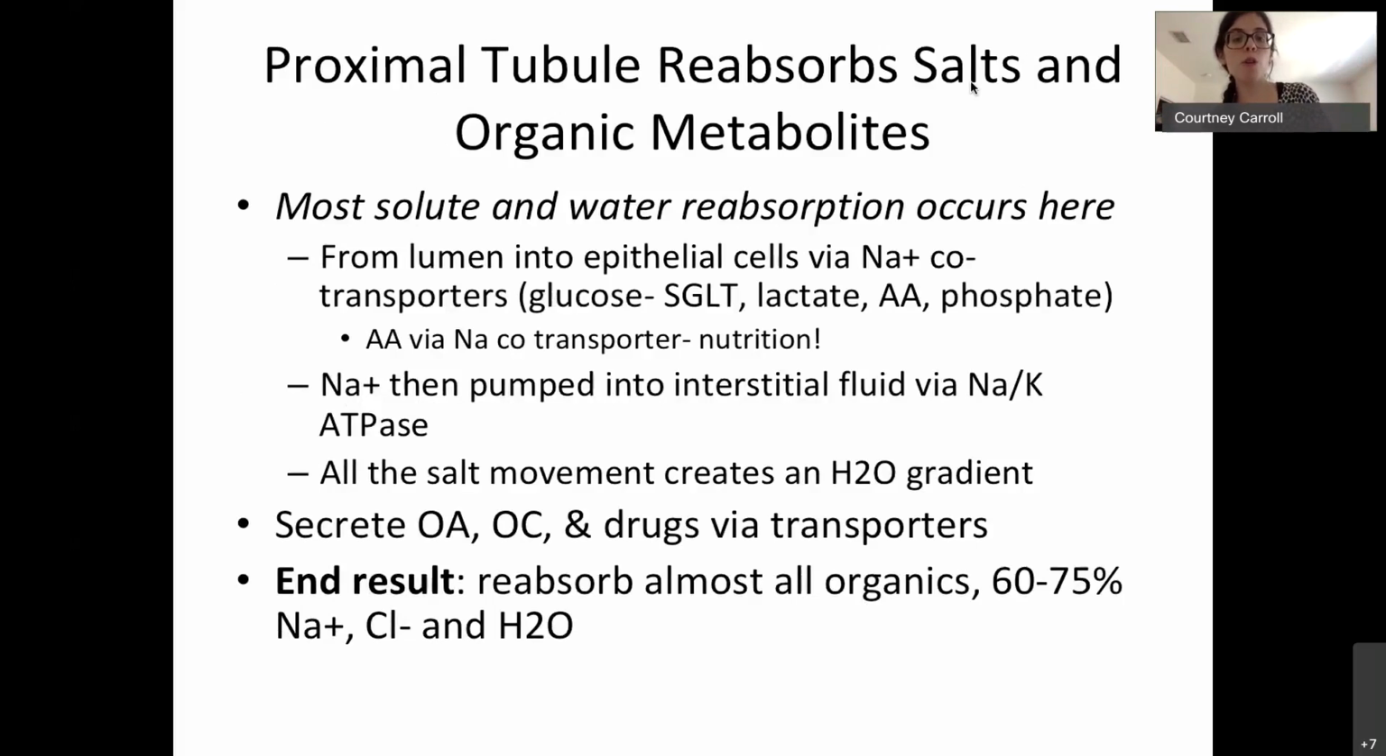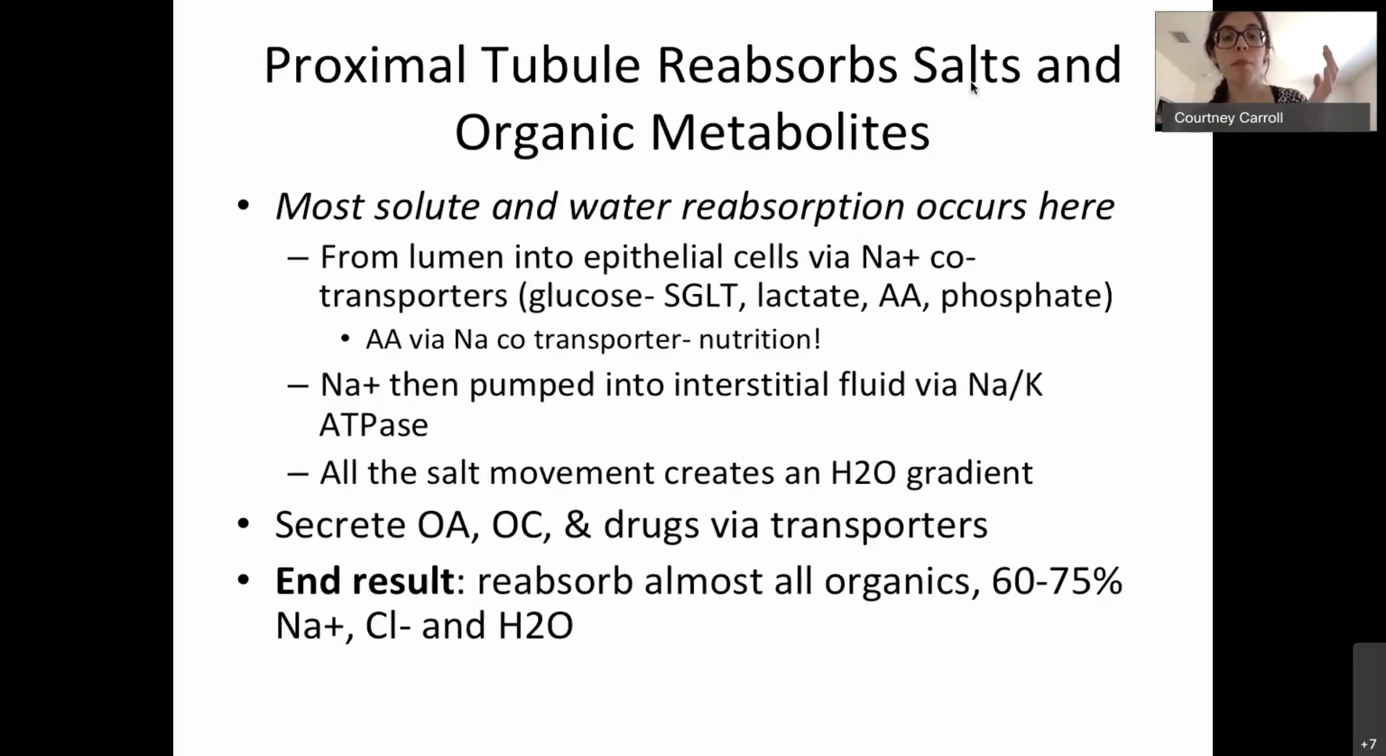And they're going to move from the lumen into our epithelial cells via sodium co-transporters. Things like glucose through our SGLT, lactate, amino acids, phosphates. Amino acids, you might say, like, what? Why do we need amino acids? Amino acids are nutrition. That's food, right? That's why we take in proteins. So amino acids are also going to use that sodium co-transporter because our body is like, I want these things back. I want my glucose. I want my amino acids. And then the sodium gradient is what drives us.